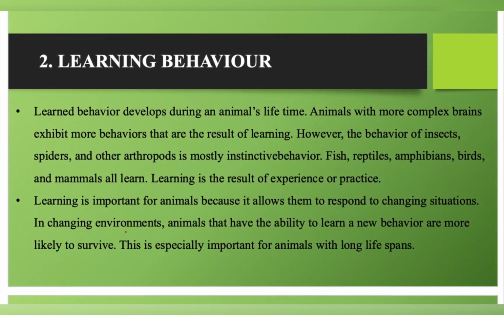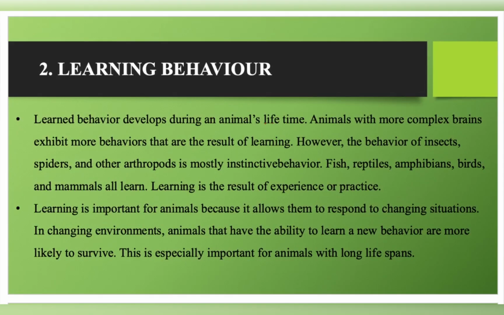Now coming to the second one, that is called the learning behavior. Learned behavior develops during an animal's lifetime. Basically, they develop this behavior through learning. So animals with more complex brains exhibit more behaviors that are a result of learning. However, the behaviors of the insects, spiders, and other arthropods are mostly instinctive. So you get the point. Behavior is dependent on how much your brain has been developed so far. So in the evolutionary ladder, the insects, spiders, and arthropods mostly have instinctive behaviors. But if you go above the ladder, you see fish, reptiles, amphibians, birds, and mammals, they all learn.